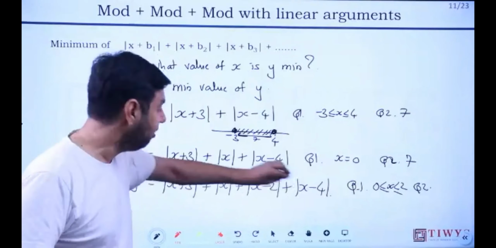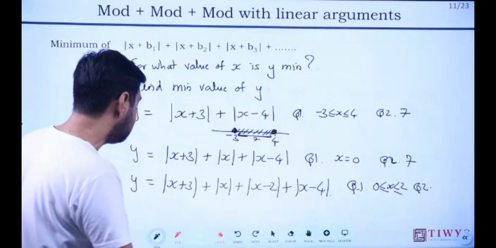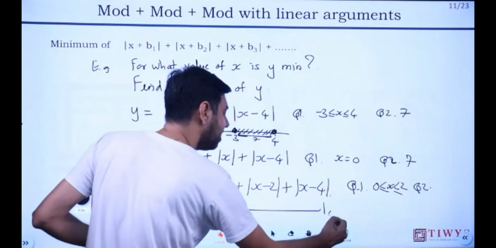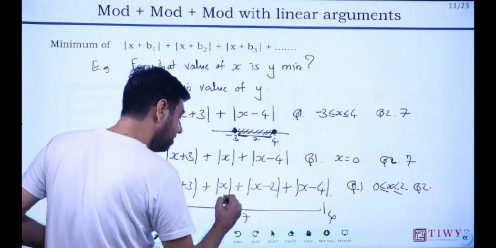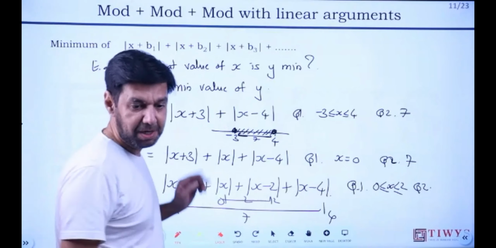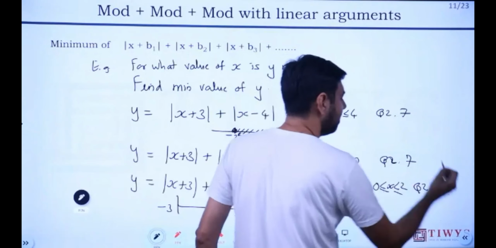I don't like that idea of plugging it in. What is the distance between -3 and 4? 7. What's the distance between 0 and 2? 2. 7 plus 2, 9. Question number 2 answer is 9.